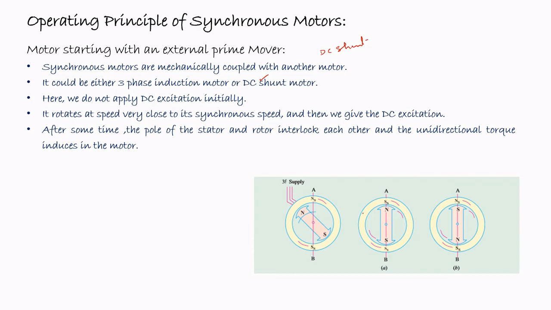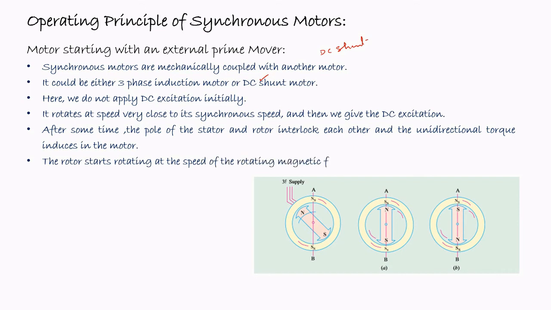That means there will be a condition when the south pole of the stator and the opposite pole of the rotor will be face to face. So there will be attraction between these magnetic fields. Now remember, the magnetic field in the stator is continuously rotating, but the rotor is also rotating with the same speed by the help of the DC shunt motor, that means a prime mover. Therefore, there will be an interlock between the stator and the rotor magnetic field.